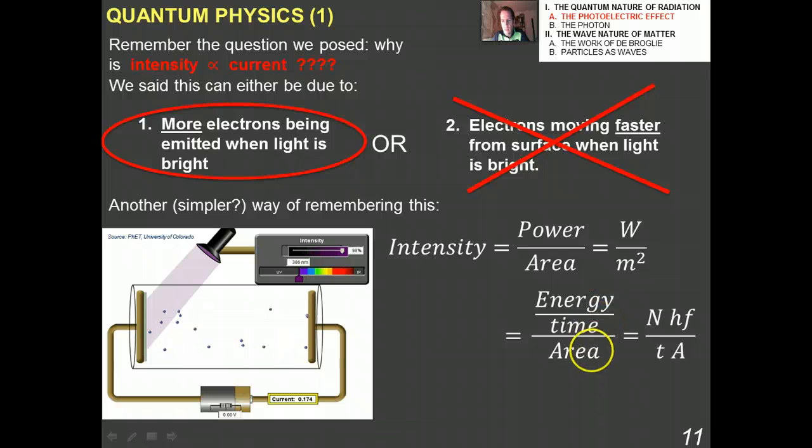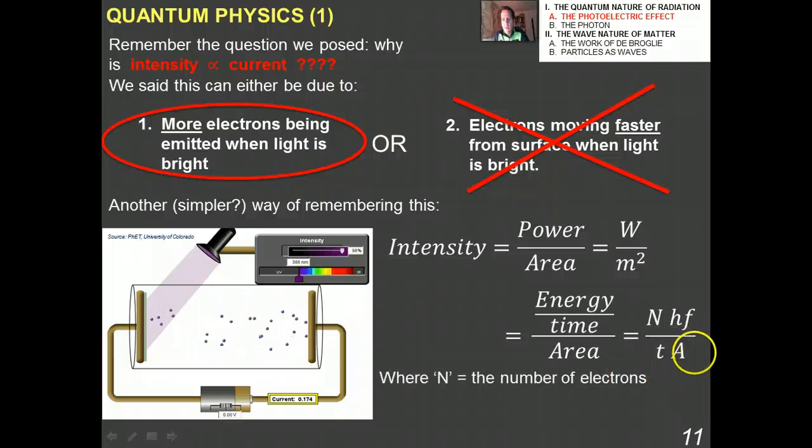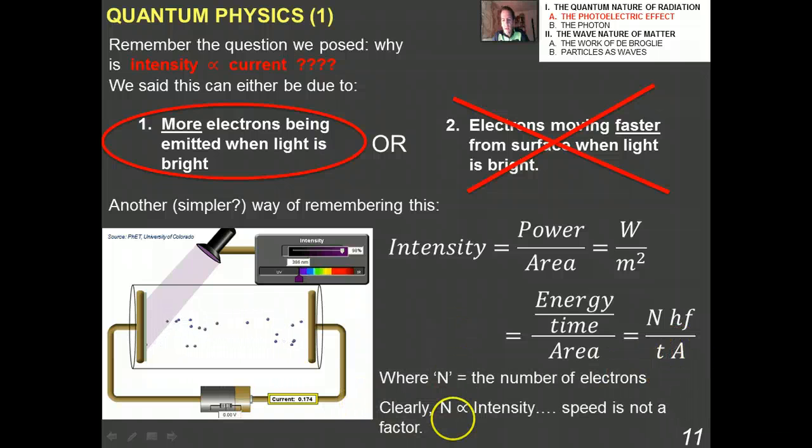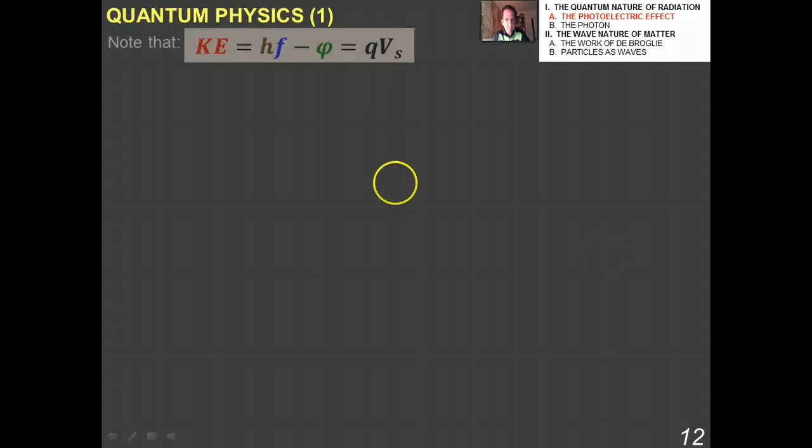So energy over time over area becomes nhf over t times a, okay? So what have I shown here? Well, I've shown that n is proportional to the intensity, okay? So again, it's because the intensity is proportional to current because more electrons are being emitted when light is bright, not because they're moving faster. There's no velocity or speed variable in any of these equations, and mainly it's because we've quantized the energy of a photon to be E equals hf, okay? Not E equals 1/2 mv squared. So the v is gone, okay?